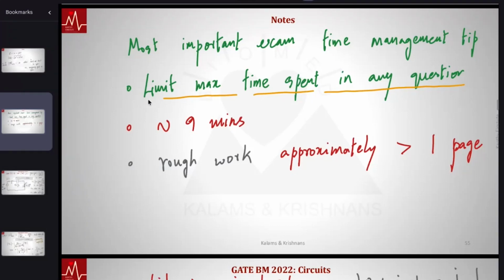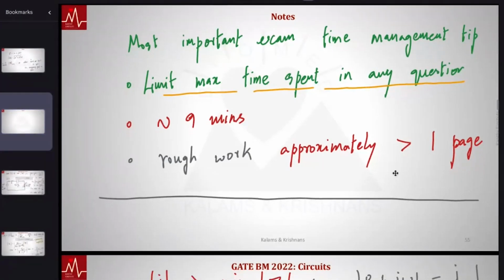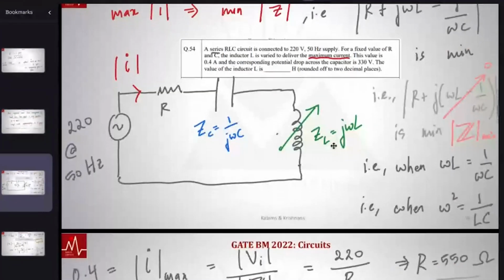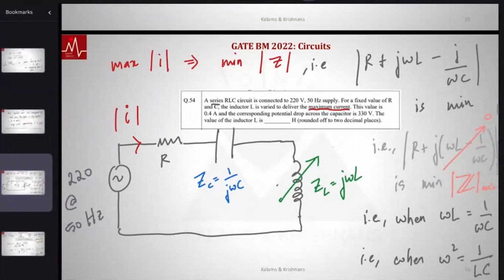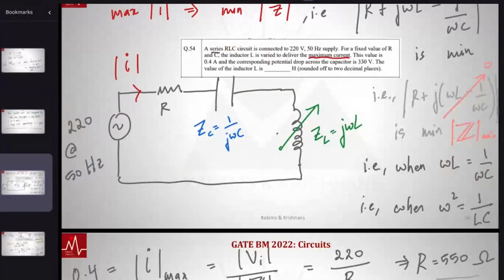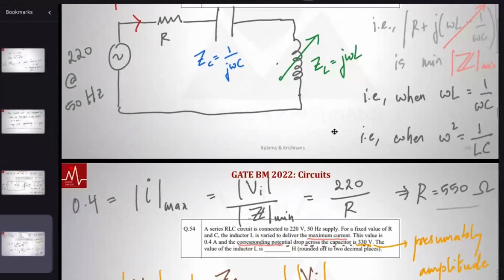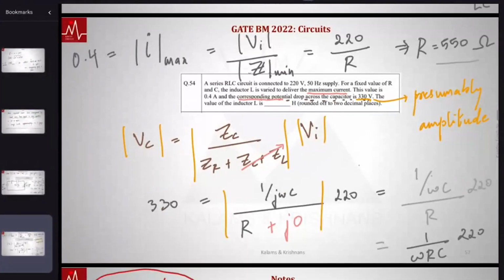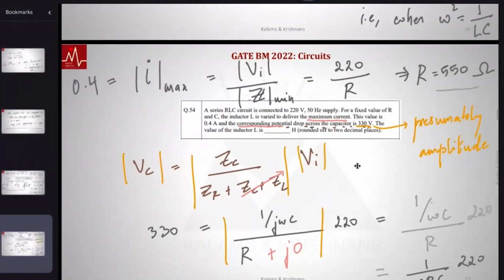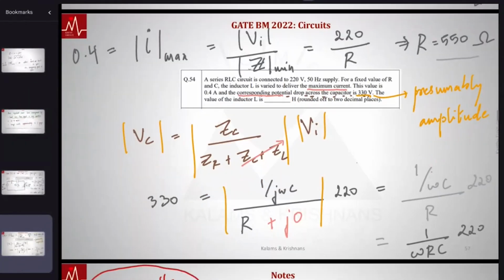Any question, you shouldn't be spending more than approximately 9 minutes. Be very careful about it. In fact, in the lecture I hit that border when I cross 2 pages. Your exam rough sheet, your font size is different. You will have to fine tune it, but based on my font size, roughly when I'm hitting like 2 pages, I know, hey, this is taking a long time. But because I'm not solving the examination, I'm explaining this, I went ahead.